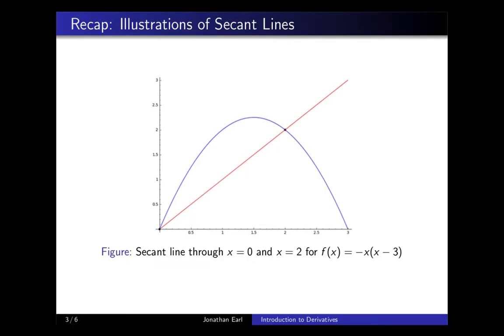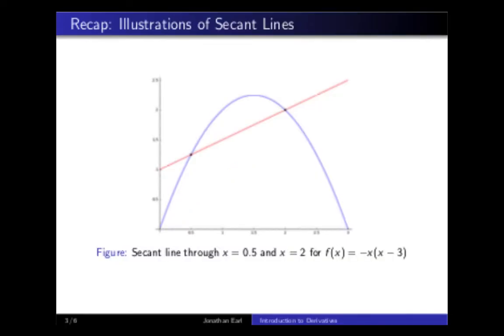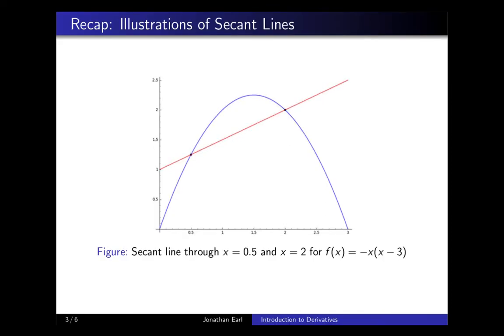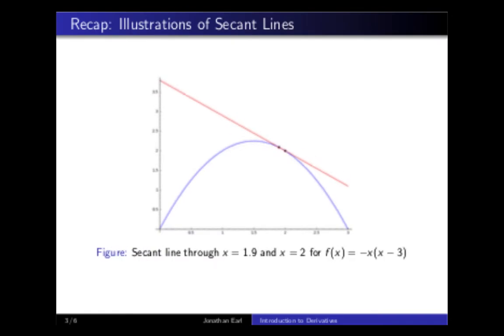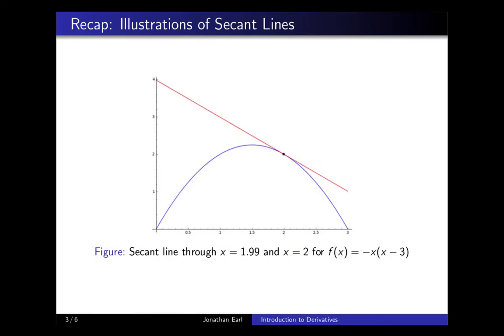Right, so we had these images of some secant lines. Here we're connecting the points (0, 0) and (2, 2), so a secant line between x equals 0 and x equals 2. Then we have a secant line between x equals 1 half and x equals 2. And then we kept going, taking secant lines where the left point got closer and closer to 2 until they were just touching.